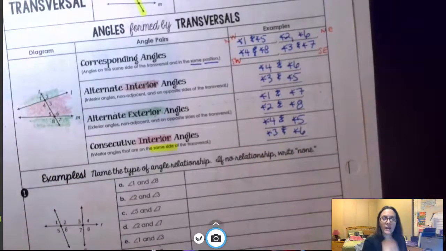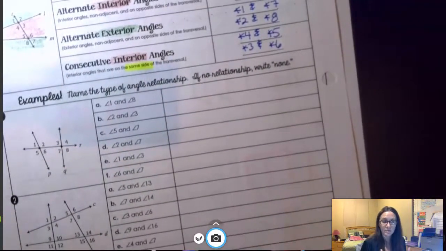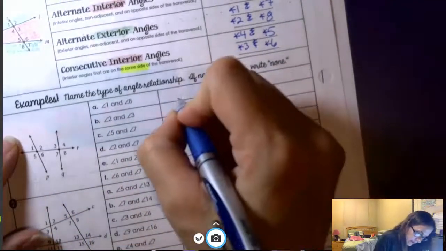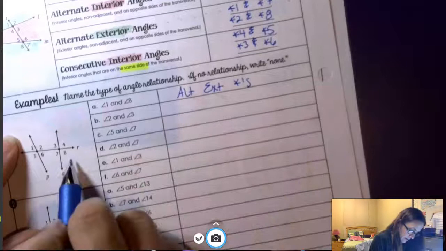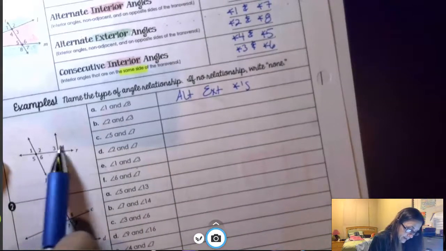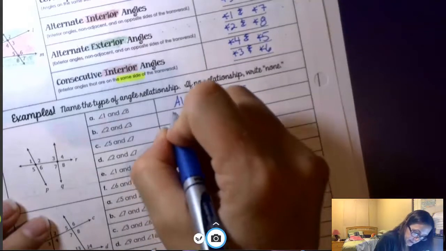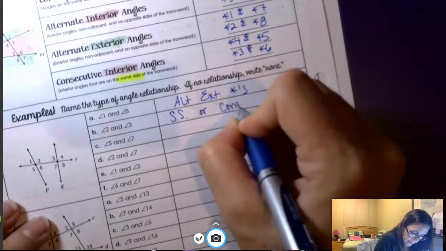So there we go. Now what I want you to do is pause. Well, no, I'll fill this one in with you. Pause, and then come back and check. See if you know the relationships of all of these. Okay, so 1 and 8 are going to be alternate exterior angles. 2 and 3. The transversal is the R. They are on the inside of the 2 lines and on the same side. I personally usually say same side, or you could say consecutive.